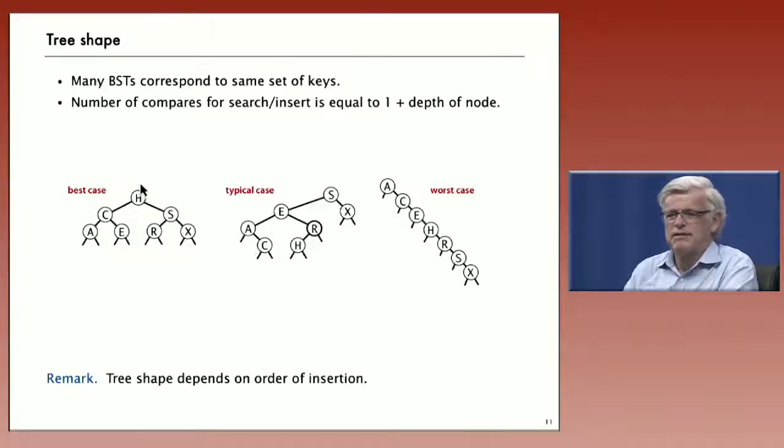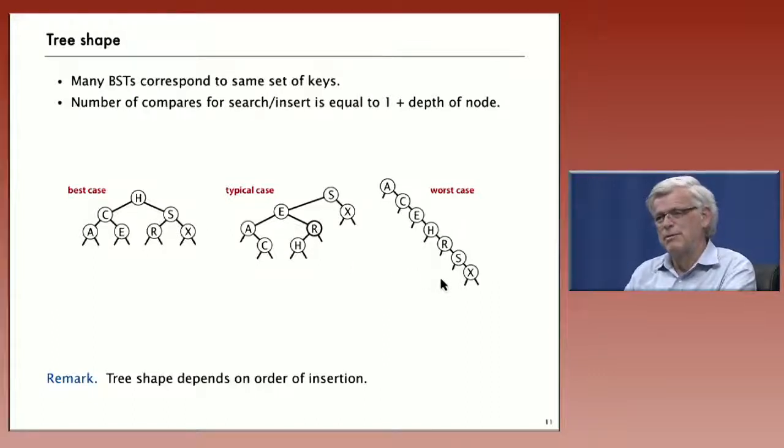So it depends on how the keys come in. The shape of the tree could be, well, in the best case, perfectly balanced. And one of the things we'll look at is algorithms that come very, very close to achieving that goal. A typical case will be sort of balanced.